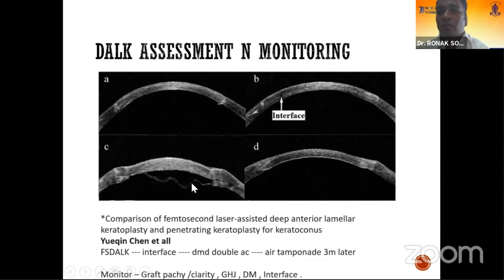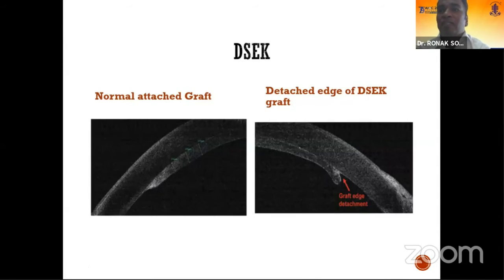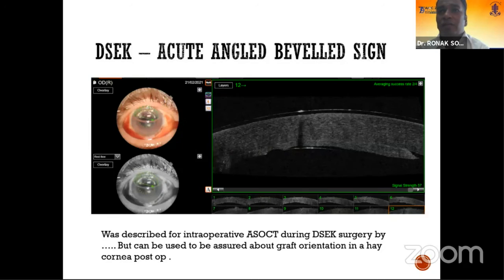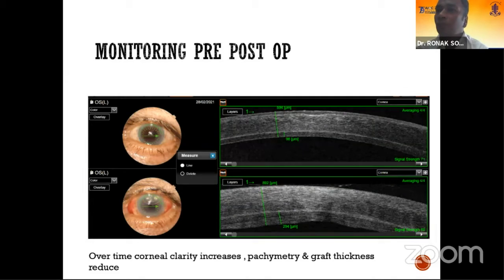In this, you can see there was a double bubble AC formed, which resolved over time. The attachment of the grafts, you can see. In a DSEK, you have an acute angle Bieveld sign, where the edge of the graft forms an acute angle. This was actually described on intraoperative ASOCT by Dr. Namrata Sharma and colleagues, but it can be used to assess the orientation in a hazy cornea post-op also.